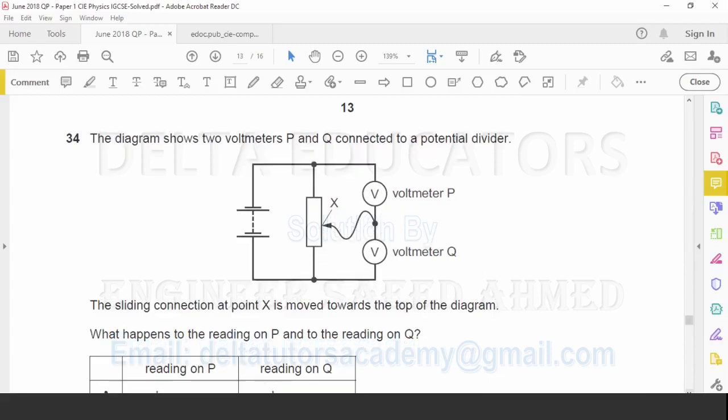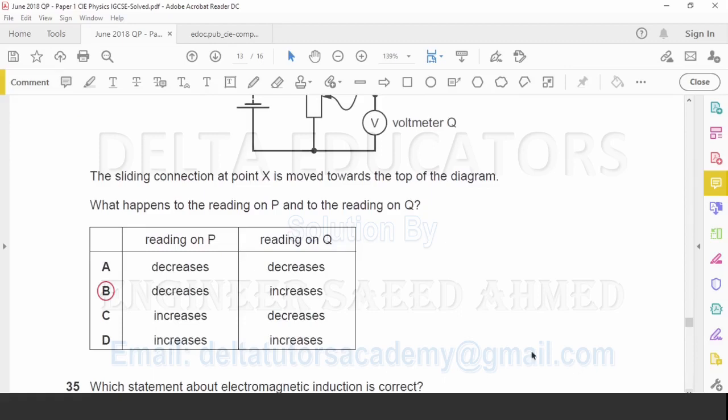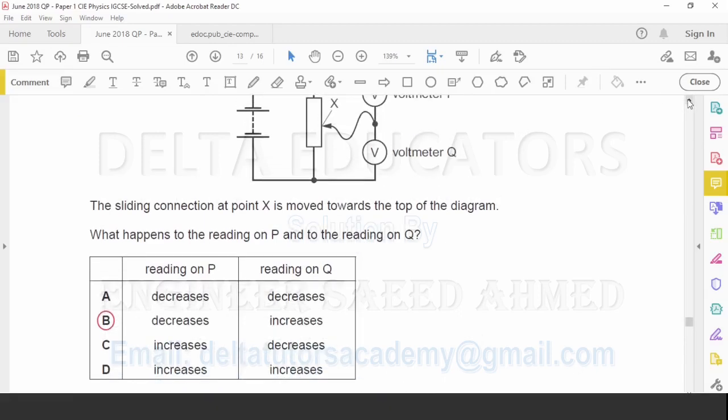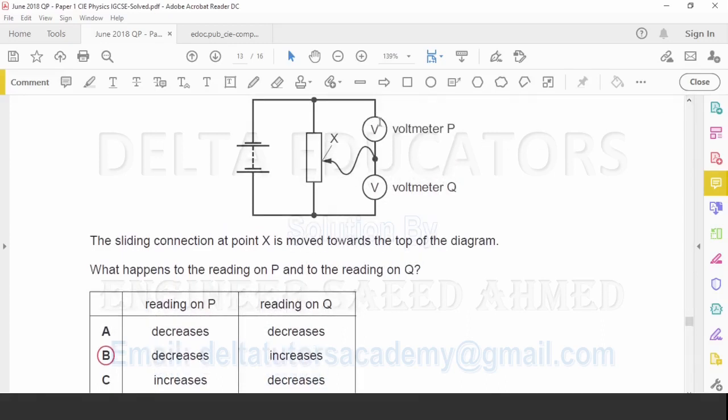Now we check the options. In option B it is given reading on P decreases and reading on Q increases. So here correct option, option B.